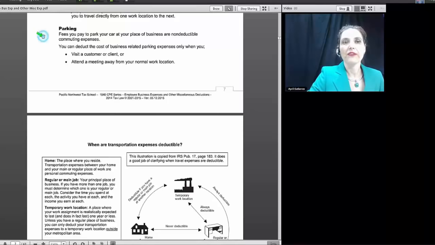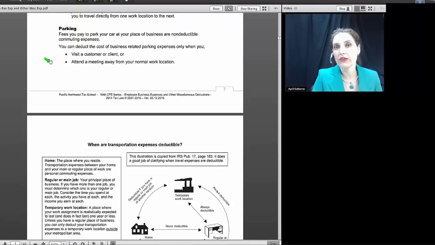Parking. The fees you pay to park your car at your place of business are non-deductible commute expenses. You can deduct the cost of business-related parking expenses, but that is only the case when you visit a customer or client or you are attending a meeting away from your normal work location.